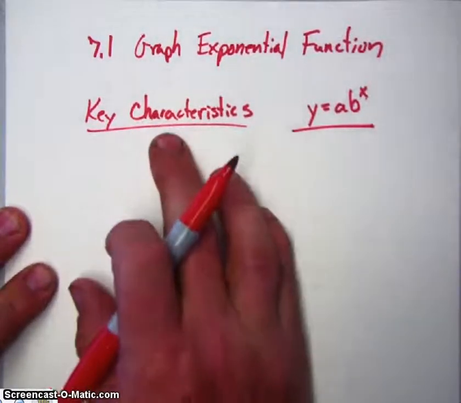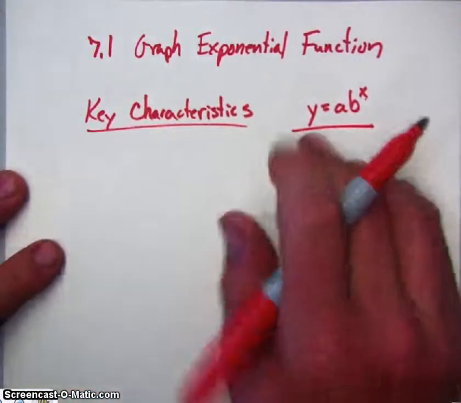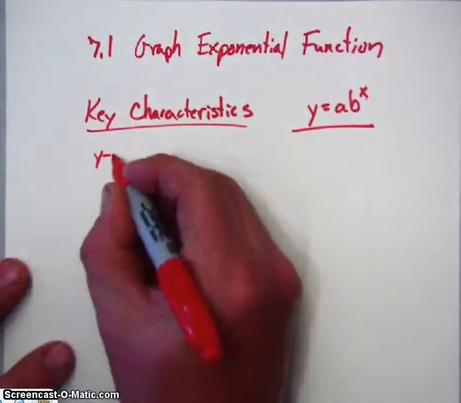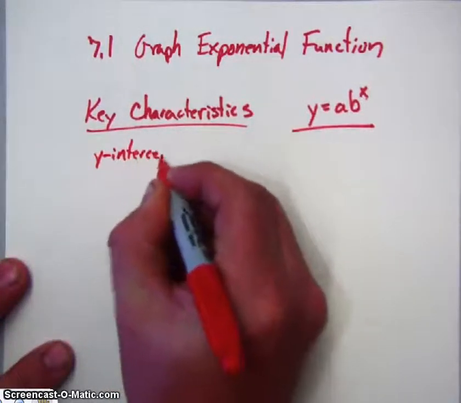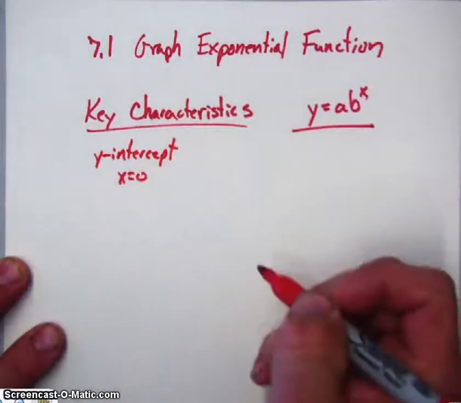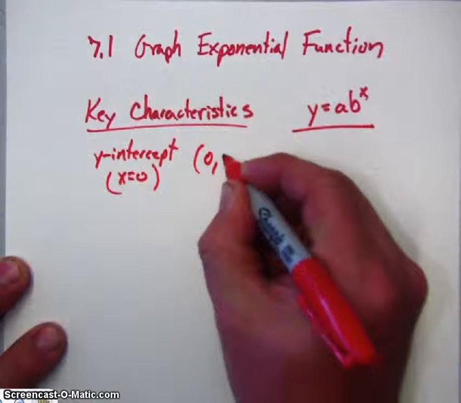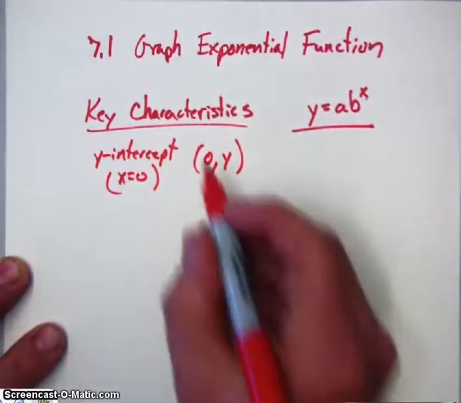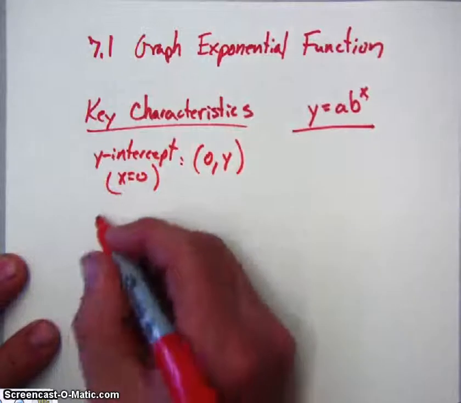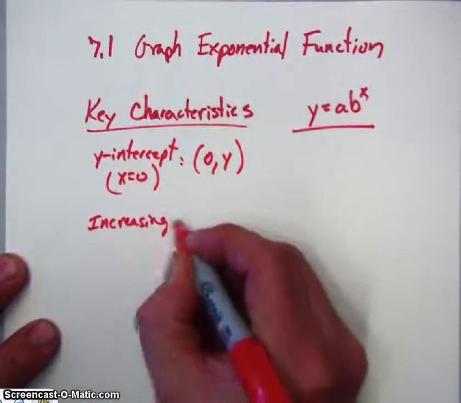There's some key characteristics you need to know when you're graphing an exponential function. First thing you need to find is the y-intercept. Remember, your y-intercept is when x is equal to 0. So it has 0 and then whatever your y coordinate is. That is your y-intercept. Next thing you need to tell me is, is it increasing or decreasing?